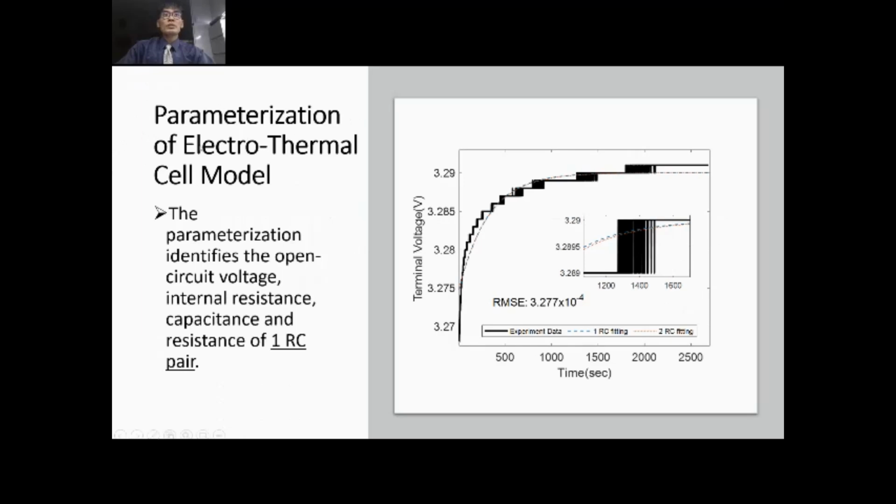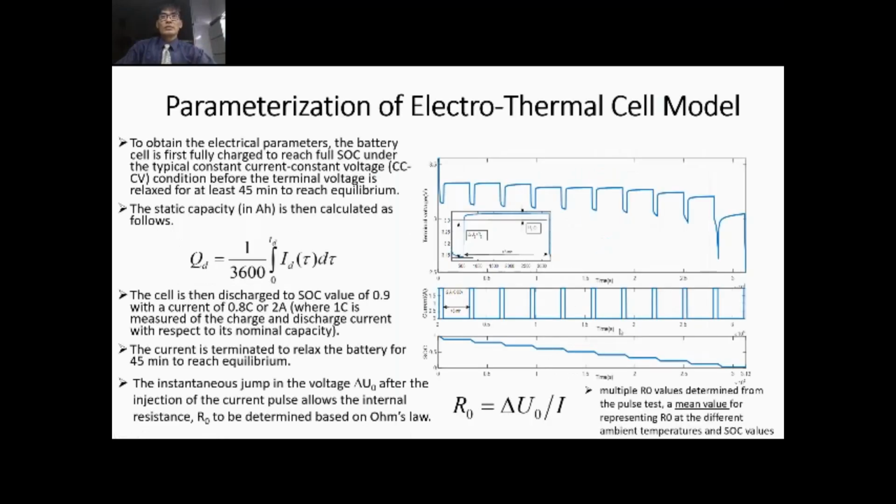So the parameterization of the electro-thermal cell model. We identify the open circuit voltage, the internal resistance, and the capacitance and resistance of 1 RC pair. So you can see here, the 1 RC is quite a close fit to 2 RC, and even you can try the 3 RC. So we try to make it simple, so we choose a 1 RC as the electric cell model.